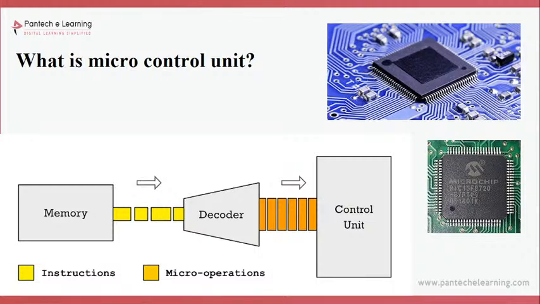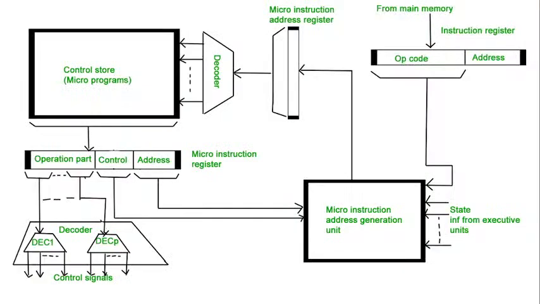So what is a microcontroller unit? A microcontroller unit is nothing but it has a memory, decoders and encoders, a control unit, and an execution unit that follows instructions. It's like a microcontroller. So this is the architecture of a microcontroller.